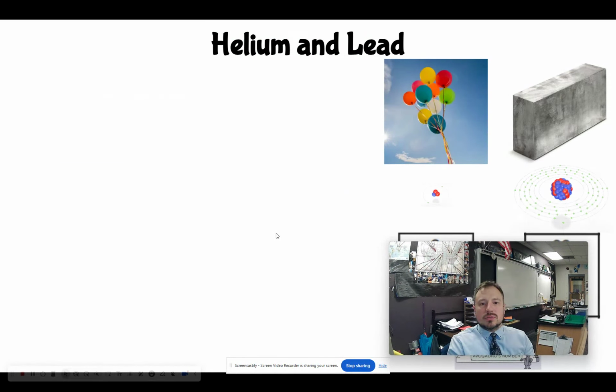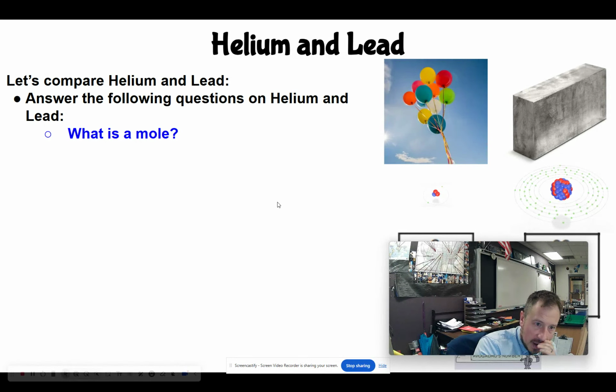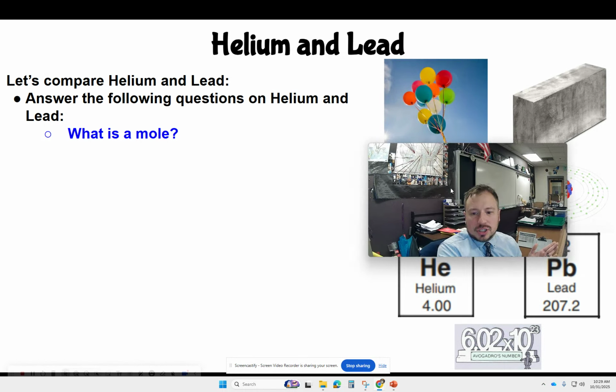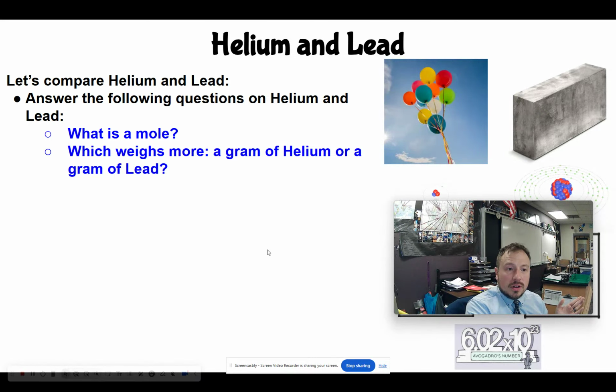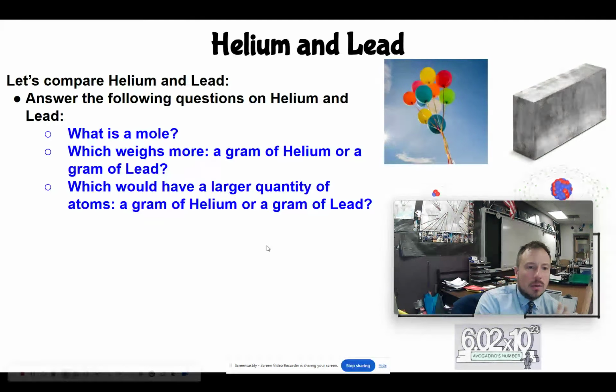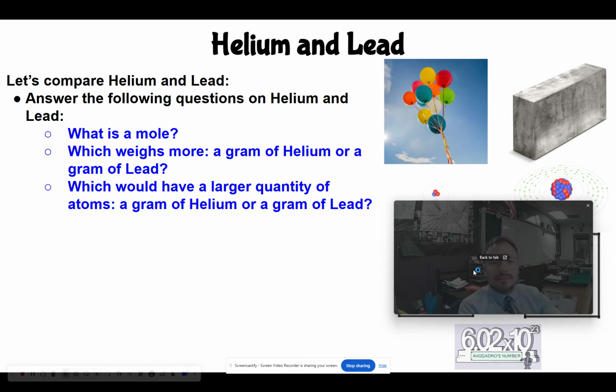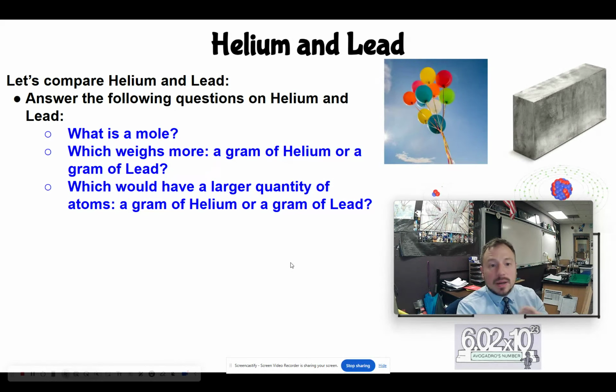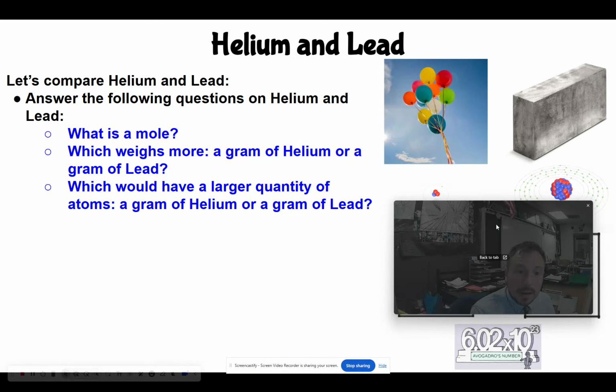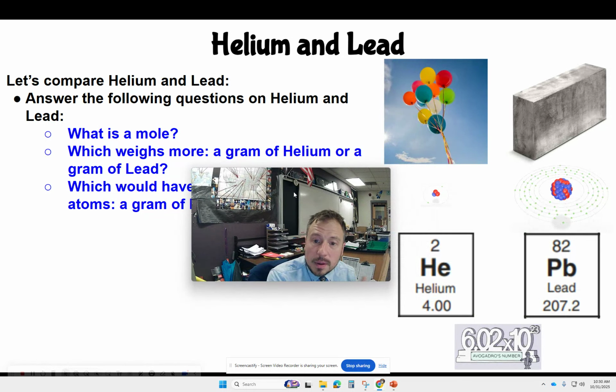So now let's look at helium versus lead. Now I want you to think about bricks versus feathers when we're doing this, right? So what is a mole? We know what that is. It's just 6.022 times 10 to the 23rd, right? Now let's answer these two. Which weighs more? A gram of helium or a gram of lead? Now I know a gram is a mass and not a weight, but what I mean is if I put a gram onto a digital balance, right? So that's what I mean. I know that there's a difference there. But they're going to weigh the same amount, right? That digital balance would read 1 gram.